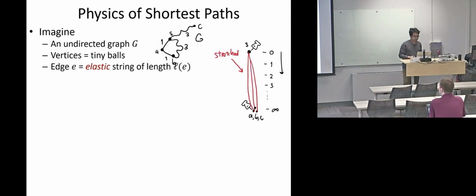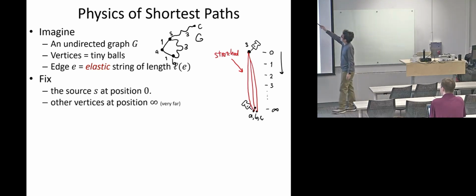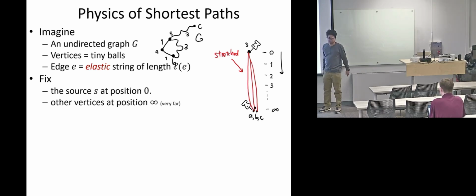Think of this picture where you fix the source node S at position 0, and going down are positions 1, 2, 3, 4, and so on. Then you fix every other node somewhere far away, like infinity. So right now, every edge is really stretched.